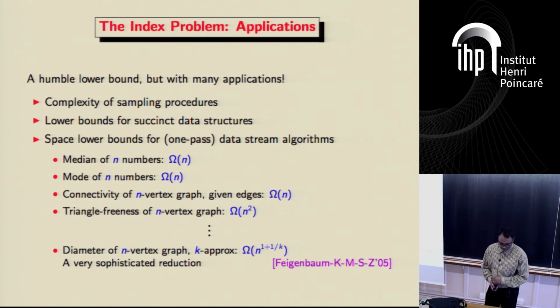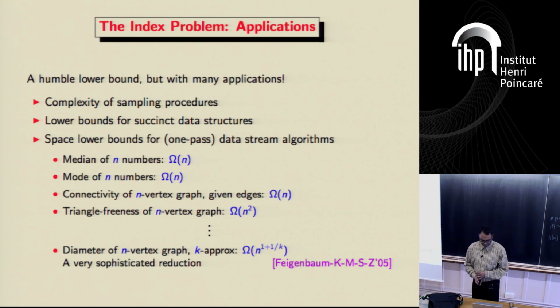Anyhow, I should point out that the index problem is simple, and often reductions from the index problem are themselves simple, but once in a while the reduction is complicated. So the real work is in coming up with the right reduction from index to whatever your streaming problem is. And a good example of this is the lower bound on computing the diameter of a streamed graph. I just put it out there for somebody who wants to see an interesting application of index.